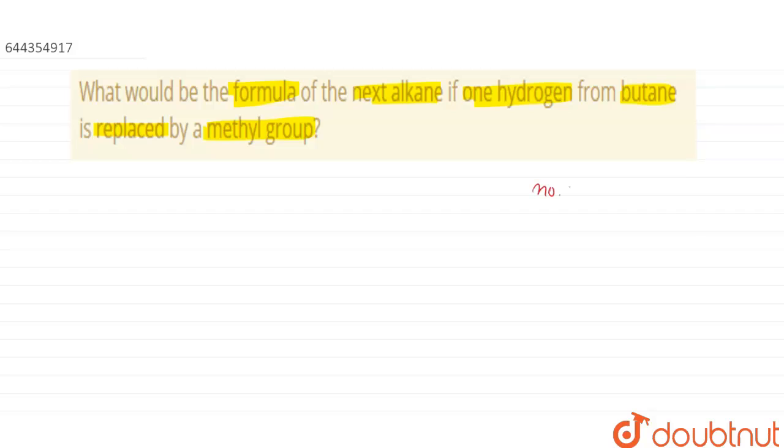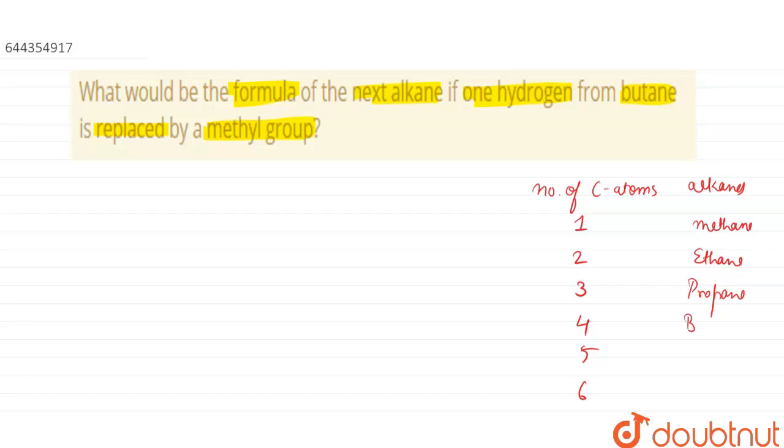So the number of carbon atoms in alkanes: we know that the number of carbon atoms is 1, 2, 3, 4, 5 and 6. 1 is for methane. We get the alkanes methane, ethane, propane, butane, pentane and hexane.